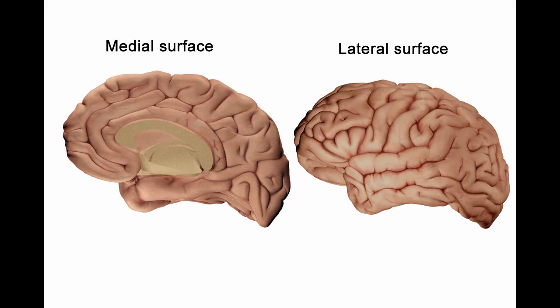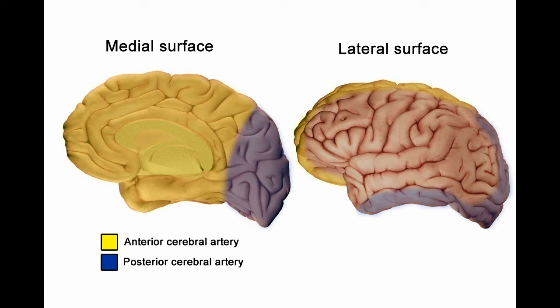The cerebral cortex is supplied by the three cerebral arteries. The anterior cerebral artery supplies the anterior two-thirds of the medial surface of the cortex, as well as the frontal pole. The posterior cerebral artery supplies the posterior third of the medial surface of the cerebrum and the occipital pole, while the middle cerebral artery supplies the lateral surface of the cerebrum.